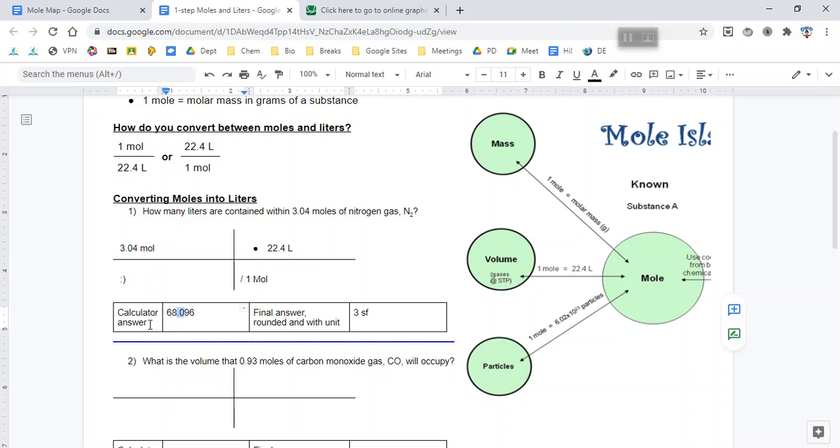Okay, so that means I have to decide, is this 0 going to stay or round up? Well, right after it, I see a 9, right? 5 and above, give it a shove. So that means my answer becomes 68.1 because I bumped it up. And then the thing that I was solving for was liters. It's also whatever unit is on the top right of your fence. That's the unit for your answer. So 68.1 liters, that's how much space 3.04 moles of this gas would take up. Okay, so there is my final answer.